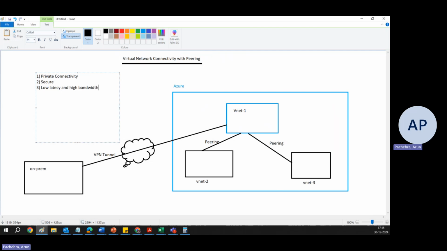These are some reasons why we choose peering to connect, right? And there is independent management, and you can utilize NSGs or firewalls along with UDRs, which is user defined routing, to take care of traffic control. Okay, good. So this part is done for now.